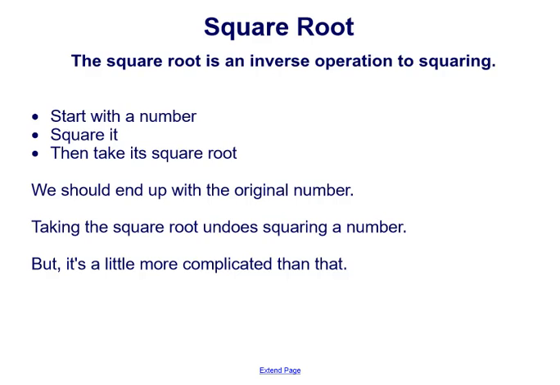The square root is an inverse operation to squaring. So when we are finding a square root, we start with a number, we can square it, and then we take its square root. We should end up with the original number. Again, that's our whole definition of an inverse operation. Taking the square root undoes squaring a number. But it's a little more complicated than that.